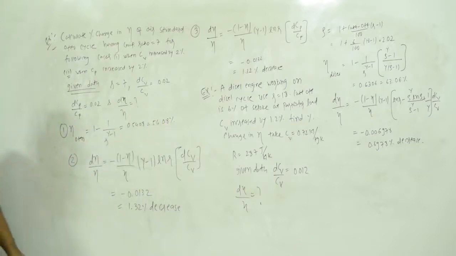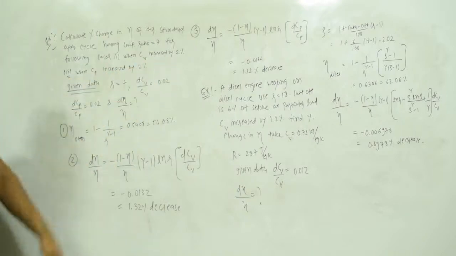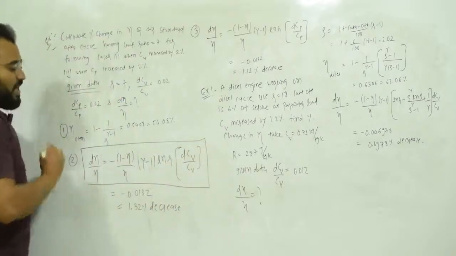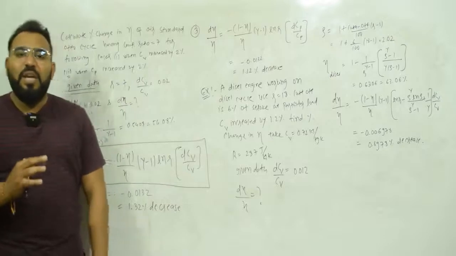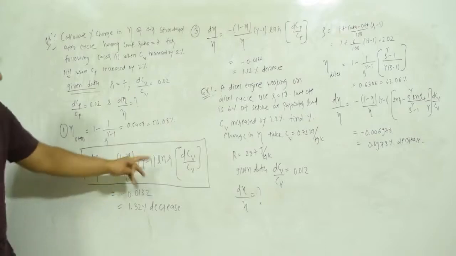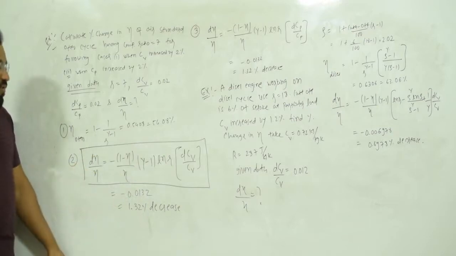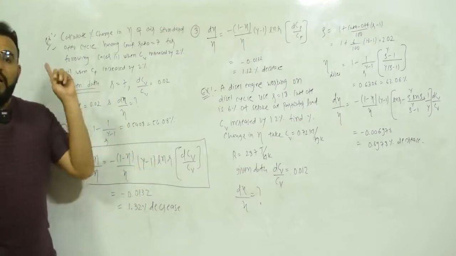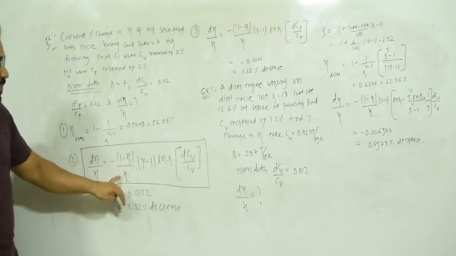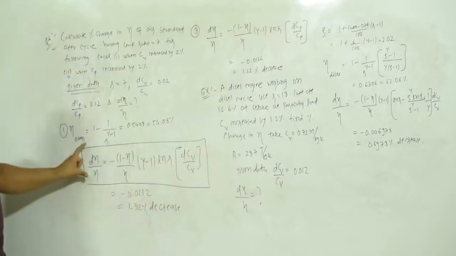Now we have to find, when CV is increased by 2%, what is the change in efficiency. That equation we have directly taken from the theory on the effect of change in specific heat on the efficiency of Otto, diesel and dual cycle. This is the Otto cycle. If we change the value of specific heat, what will be the change in efficiency? That equation is d eta upon eta equal to minus (1 minus eta) upon eta, times (gamma minus 1) ln R, times dCV upon CV. We just have to apply this equation.